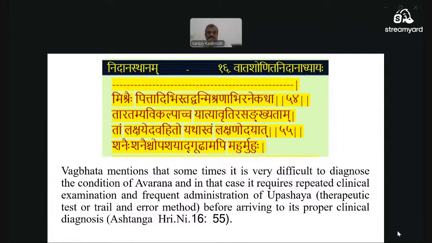Now see, here is the concept. How can amurta vayu do the avarana of its own amurta vayu? Bhagavata mentions that it is very difficult to diagnose the condition of avarana. This is a different shloka. Pittadibhir tadvat mishranat anekadha, taratamya vikalpacca yati avrtti sankhyatam. I wrongly said that it is about the anyonya avarana; I'll change it. So here also, to diagnose the avarana, we need shanaihi shanaihi, little by little, upashaya, to understand the gudhata, muhur muhur, on and off. Upashaya prayoga in little quantity can be used to confirm the diagnosis of avarana, said by Bhagavata.